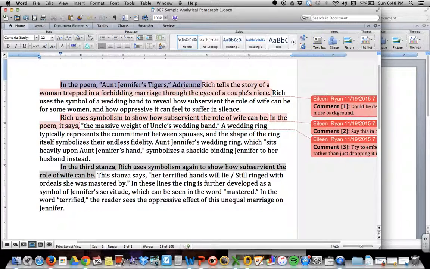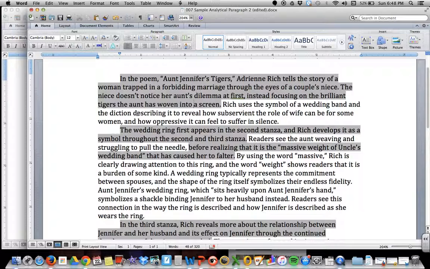The introduction I have here is okay, but it's just one sentence that kind of gives the reader a basic background. And when I've edited that, I just added on to it and gave one more sentence that gives the reader a little bit more background on what's going on in the poem. And the edited version is, in the poem Aunt Jennifer's Tigers, Adrienne Rich tells the story of a woman trapped in a forbidding marriage through the eyes of a couple's niece. The niece doesn't notice her aunt's dilemma at first, instead focusing on the brilliant tigers the aunt has woven into a screen. So you can see that I'm giving just a little bit more information about what's going on in the poem there.